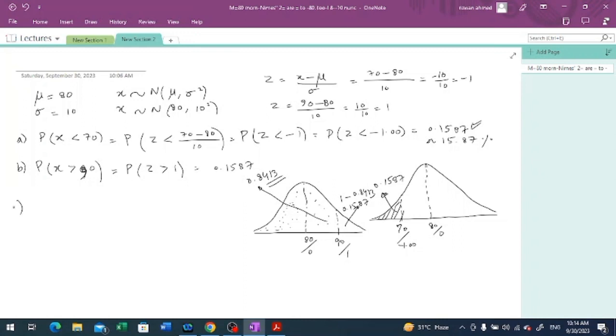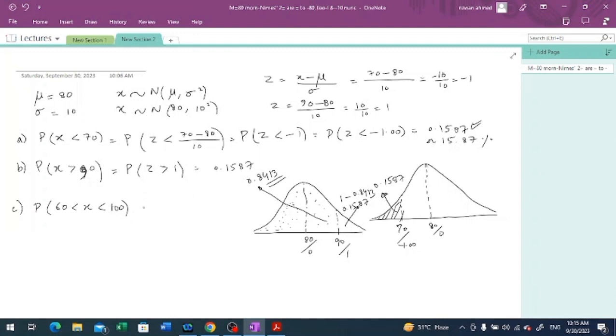Now, coming to part C, if we are asked for the probability that a randomly selected subject has a height that lies between 60 and, let's suppose, 60 and 100.